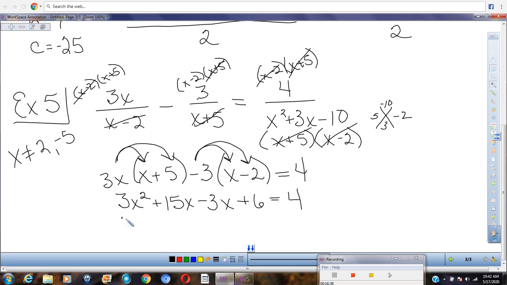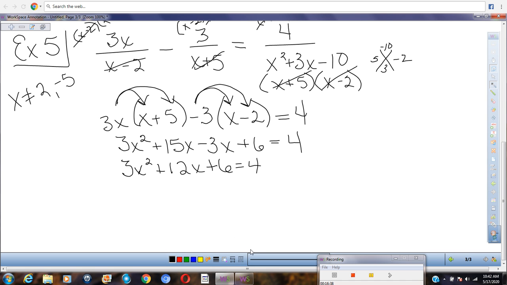Combining like terms, we have a 3x squared. 15x and negative 3x is 12x plus 6 equals 4. And again, we have a quadratic, which means we need to get the whole thing set equal to 0. All right, so I'm going to subtract 4 to the side. So we have 3x squared plus 12x. Subtracting 4 gives me plus 2 equals 0.